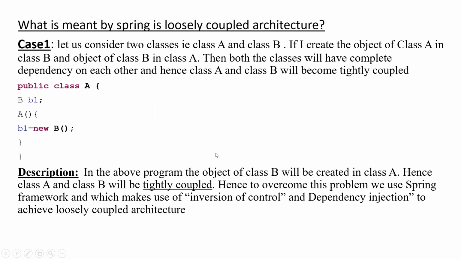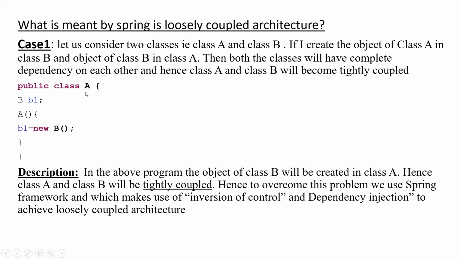Now I will tell you what a loosely coupled architecture is. I have taken one simple example. Let us consider you have two classes, class A and class B. If I create an object of class A in class B, and I create an object of class B in class A, then both classes will have a complete dependency on each other, and hence class A and class B will become tightly coupled.